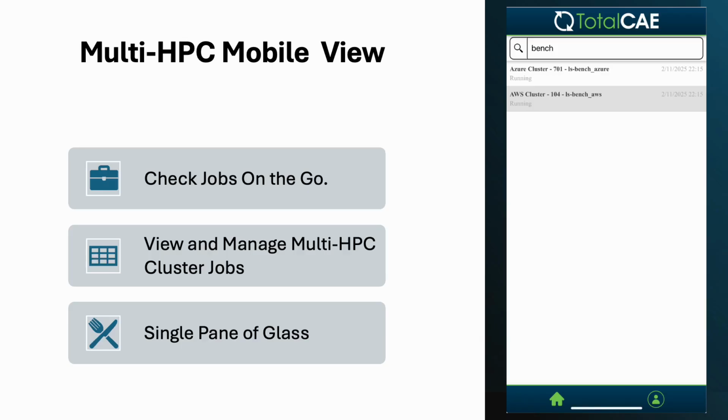Same thing on our mobile app. You can see all the clusters on mobile. You could search through it. You can monitor the jobs, and do quick job management if you are using our mobile app in the same way. It is multi-HPC enabled.